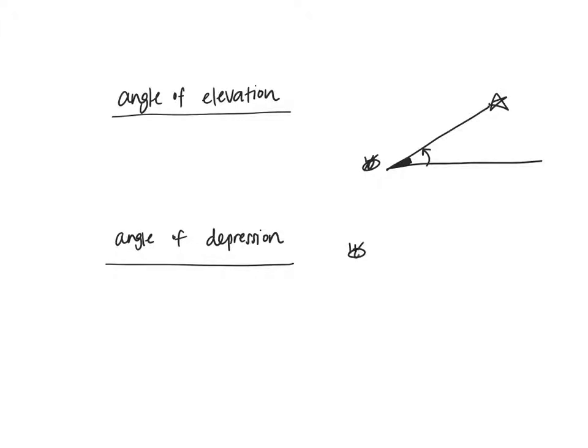Angle of depression is when you're looking downward. Let's say you're looking at a little flower. Angle of depression is the angle created between the horizontal, it's always the horizontal, never the vertical, looking downward to your object. So this angle right here created from the horizontal looking downward is the angle of depression.